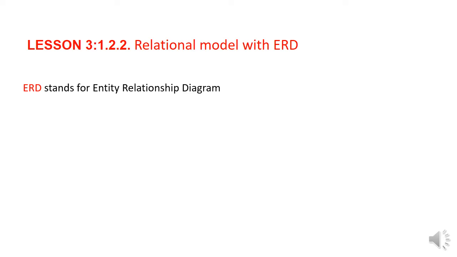So what is the meaning of ERD in full words? E stands for entity, R stands for relationship, and D stands for diagram. So the meaning of ERD in full words is entity relationship diagram.